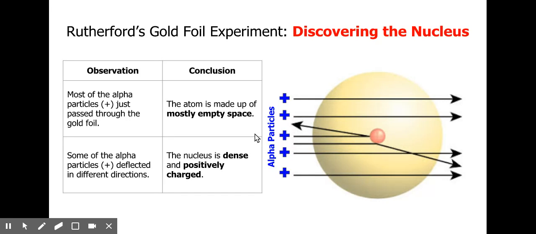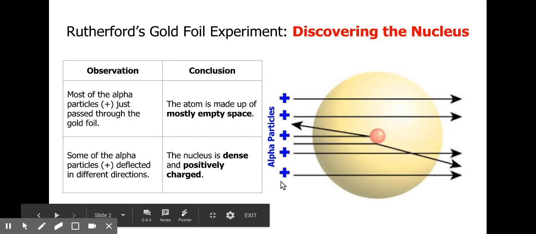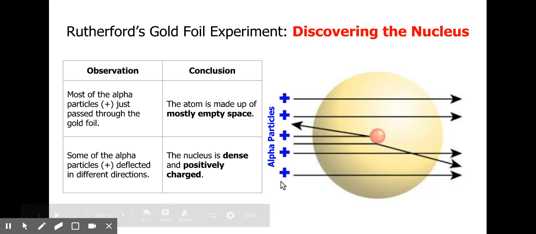That is one of the big conclusions. But he also discovered that there was a nucleus, and the nucleus was very dense because nothing was passing through it. It was kind of like a wall, or a pole, something that's not necessarily very big, and things are going to deflect off of it. He also discovered it was positively charged, because the alpha particles, which are positively charged, were deflecting off in such a manner that the nucleus has to be positively charged too. They were repelling each other, and like charges repel.